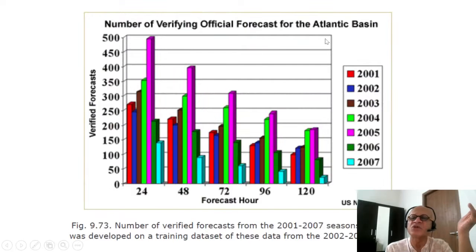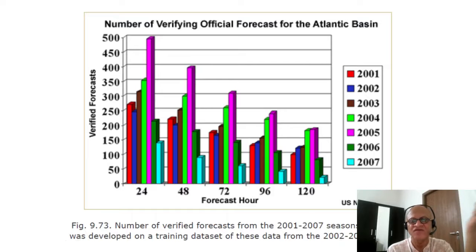Number of verifying official forecasts for the Atlantic Basin for various lead times from 24 to 120, and these are different years, and you can see that there are some years like 2005 had lots of storms, so obviously had lots of verified forecasts. So the interannual variability of the cyclone activity itself is included here when you do this way. So the number of verified forecasts from 2001 to 2007 seasons, the GPCE was developed on a training data set of these data from 2002 to 2006 season.